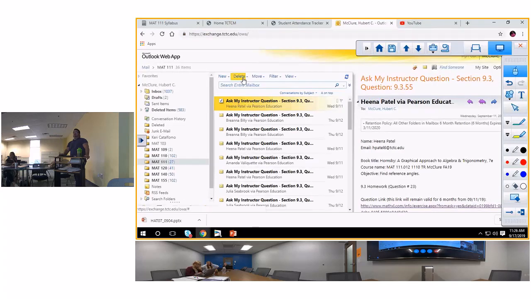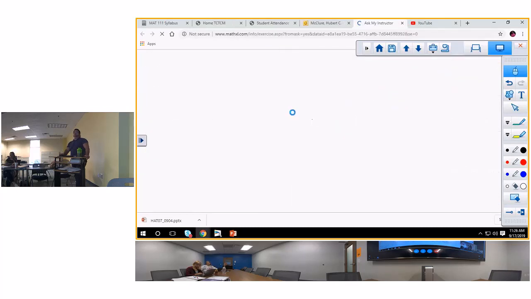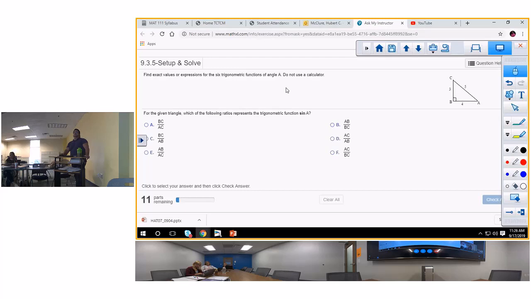That's 23. This is 9.3, number 1. You should have put it in order. What is that one? Find exact values or expressions for the 6 trigonometric functions. This is a test question. I have no idea what this is, but if you want to find the sine, cosine, and tangent, let's go ahead and do that because that's a test question.